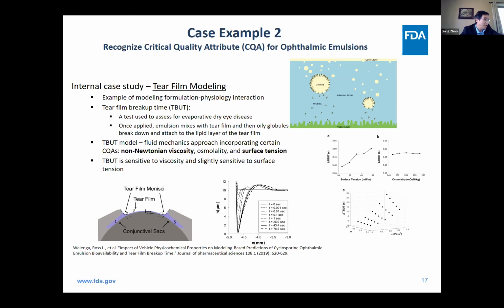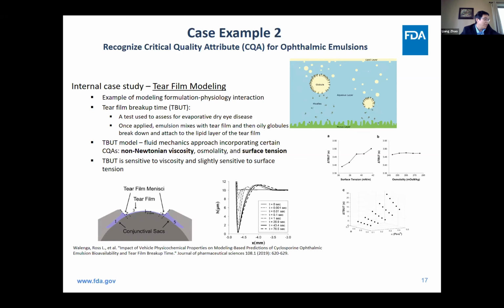A mathematical TBUT model was developed to predict TBUT as a function of certain critical quality attributes such as non-Newtonian viscosity, osmolality, and surface tension. Parameter sensitivity analysis demonstrated that bioavailability and the change in TBUT, the clinical endpoint, were both very sensitive to viscosity, slightly sensitive to surface tension, and insensitive to osmolality.